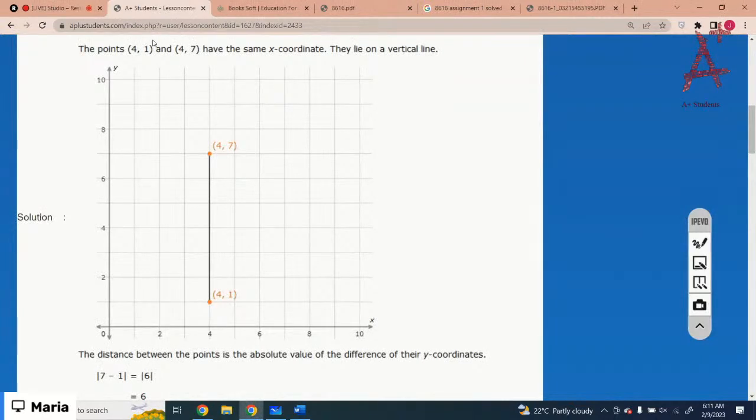So the points (4, 1) and (4, 7) have the same x coordinate. They lie on a vertical line. So the distance between the points is the absolute value of the difference of the y coordinates. It would be 7 minus 1. That means the distance is 6.